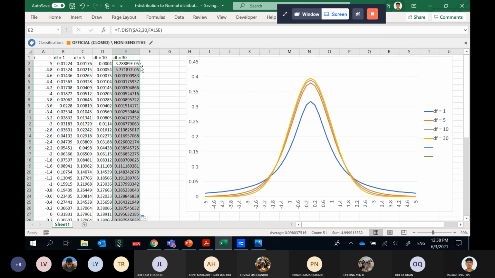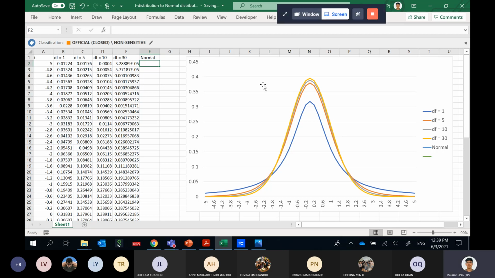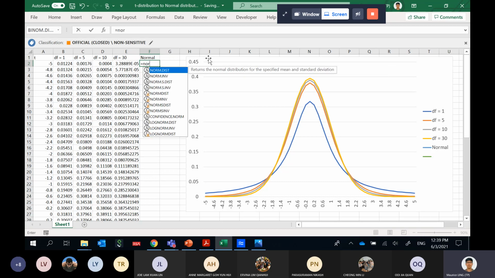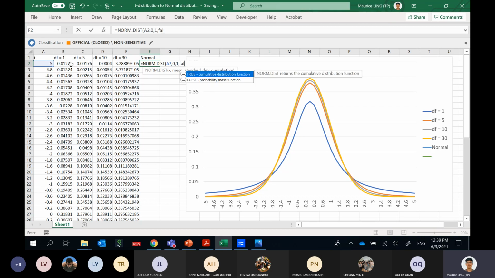So you see? And finally, I compare it to the degrees of freedom for your normal distribution. By right, with the normal distribution you will see that the edge closes up even more and it has a higher peak at this point. Okay, so let's test it. Your normal distribution, mean is 0, standard deviation is 1, and false.